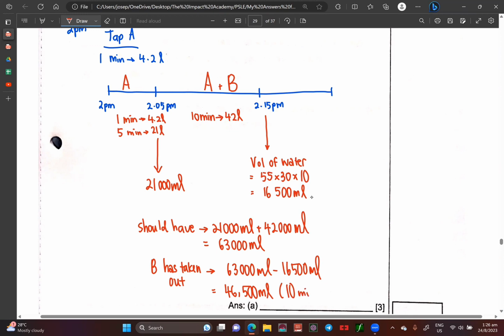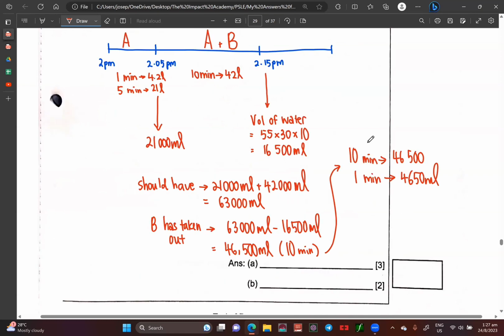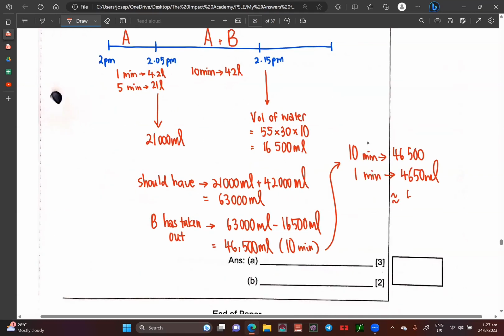Now, the question wants us to find 1 minute. So if 10 minutes is 46,500, to find 1 minute we just have to divide by 10. So 46,500 divided by 10, I get 4,650 ml. Let's see if the question wants liters or ml. This question says I want liters, so that will be 4.65 liters.